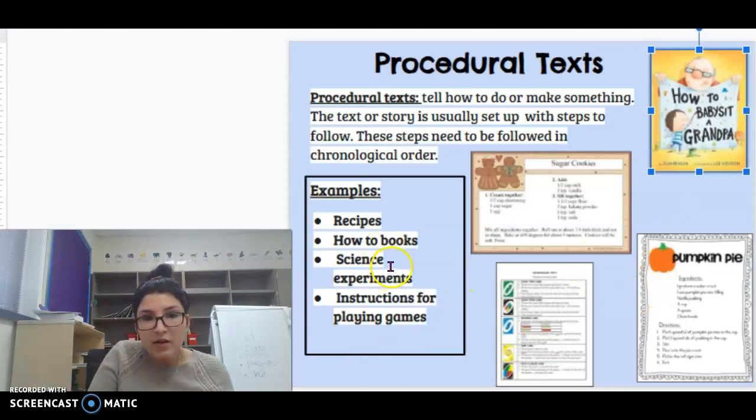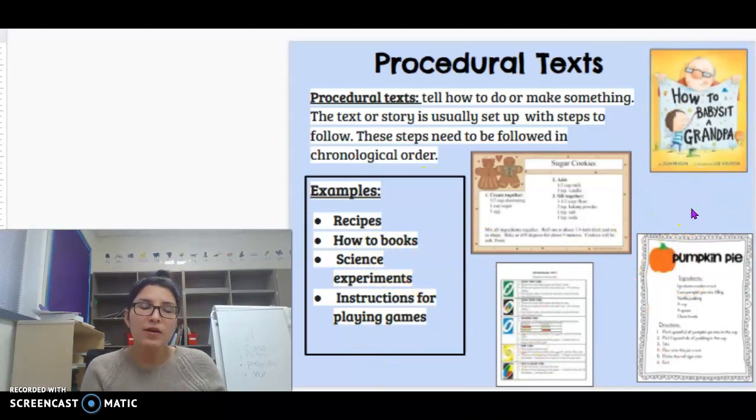And then the last, science experiments. I don't have anything right here to show that. But whenever someone's doing a science experiment, there's steps that they need to follow to make sure their science experiment comes out the best it can, right?